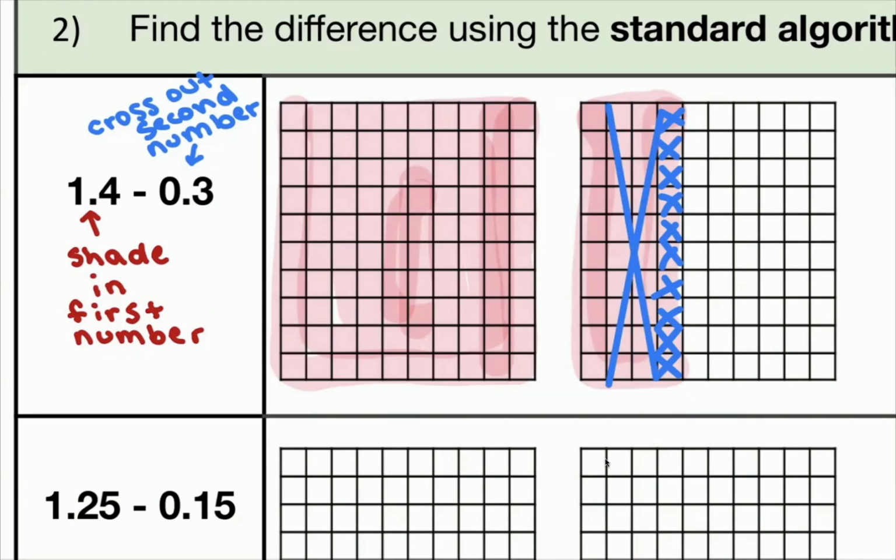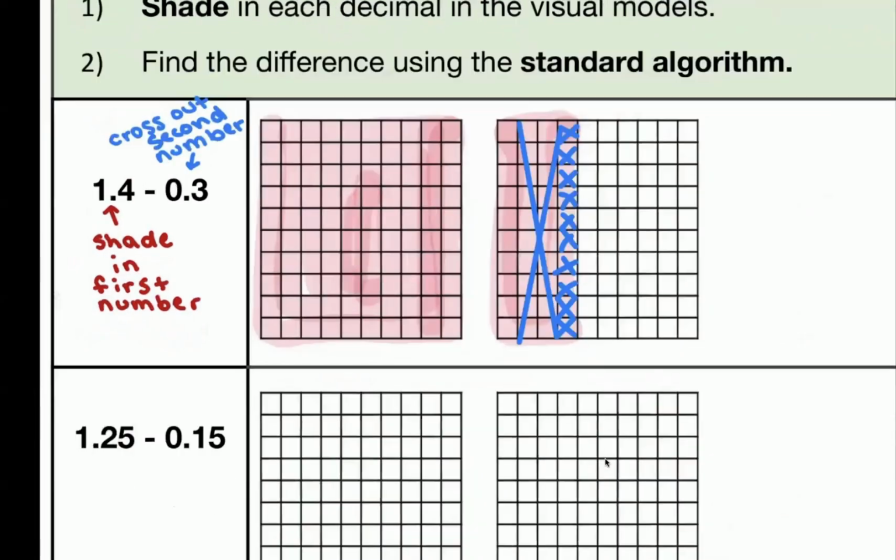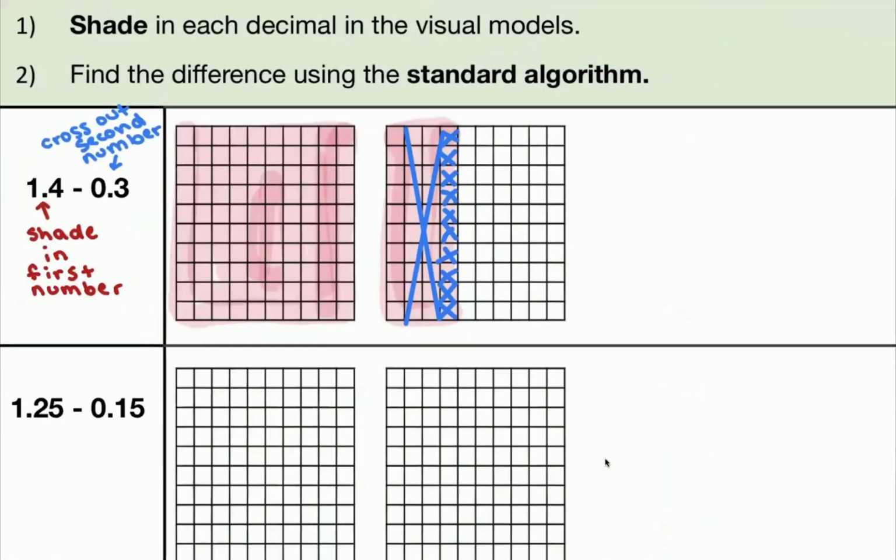Okay, so now I crossed out 3/10, or 3 columns. Your answer is how much you have left. We're still going to show our work using the standard algorithm, but I can see I have 1 whole left and 1/10, 1 and 1/10. But let's go ahead and do the standard algorithm just to practice.